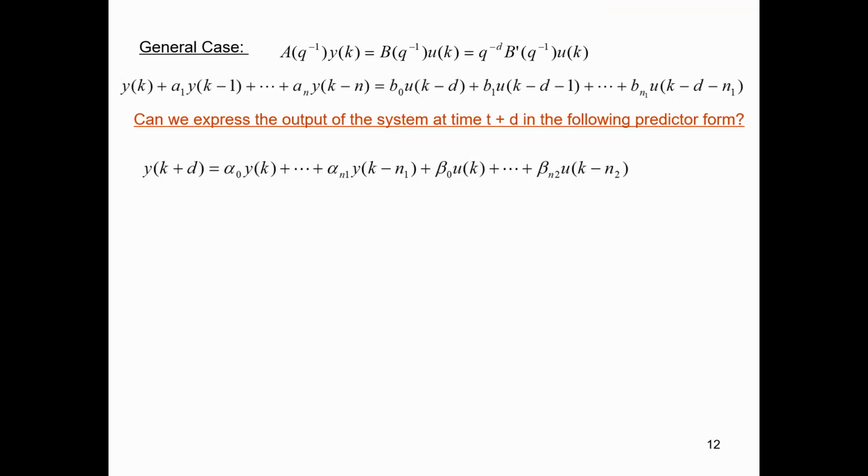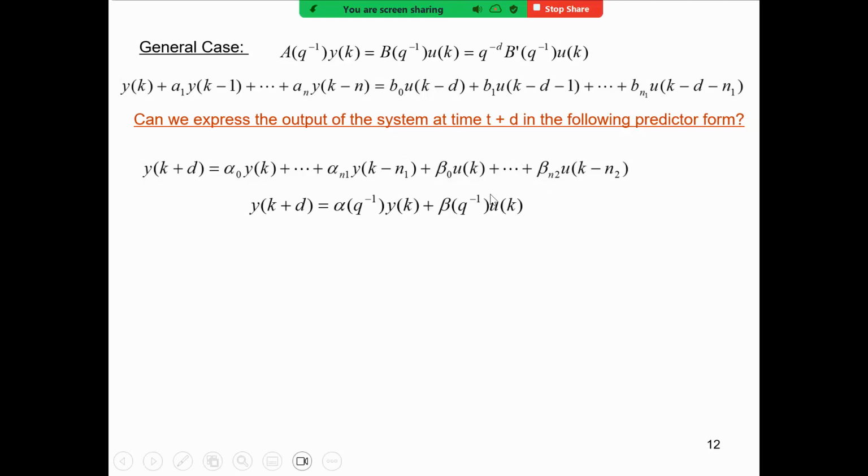Therefore, for this system, we are not interested in predicting yk plus one. We're interested in predicting yk plus d, steps ahead, because we are interested in how to compute the input uk. The current input can only affect the output d steps ahead. So obviously this predictor is different from the original equation of the system. Therefore, the purpose is to see whether we can do something on this original equation such that we have this kind of predictor.